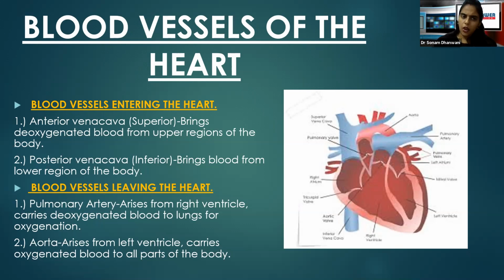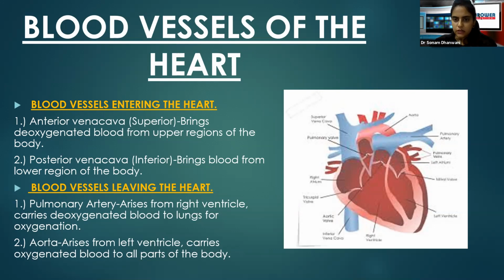Now to begin with, blood vessels which are entering the heart. First one is known as the anterior vena cava, or also known as the superior. Upar या आगे, that is superior. Anterior means आगे, superior is upwards, more. So it is called the superior vena cava, or it is also known as the anterior vena cava.